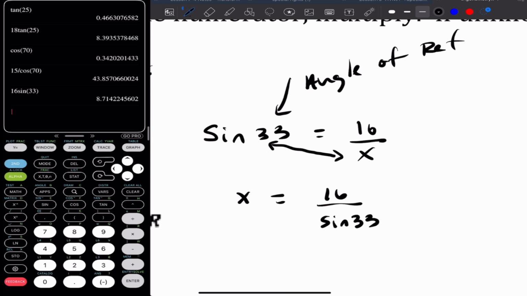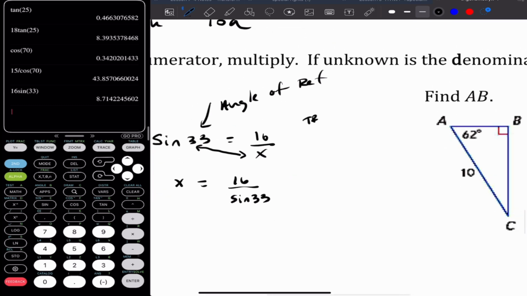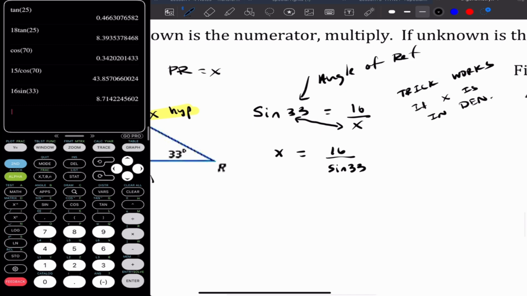Okay? Now, this trick will work if the x, or whatever variable, is in the denominator. So I'm going to write: trick works if x is in the denominator. So now I'm trying to solve for x. I'm going to put 16 divided by sine of 33, which is approximately 29.38.